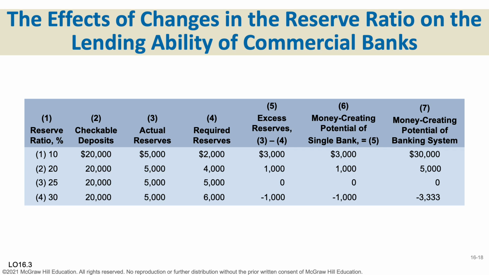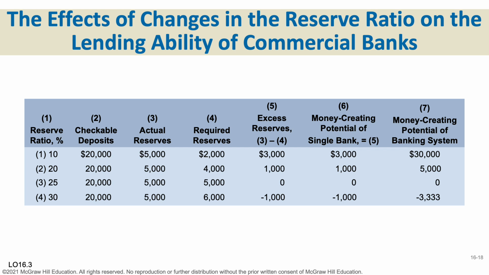So this is the effect of changing the reserve ratio. That first column gives us different reserve ratios. If it's currently 10, changes to 20, 25, 30. And somebody deposits $20,000. So we have $20,000 in checkable deposits. Required reserve ratio of 10% going along row 1. Then 10% of that $20,000 is required. So 10% times 20,000, required reserves will be 2. If actual reserves was 5, then 5 minus 2 gives us our excess reserves.